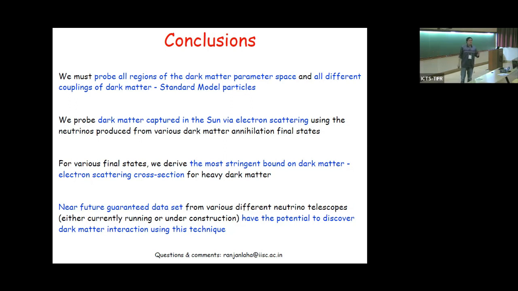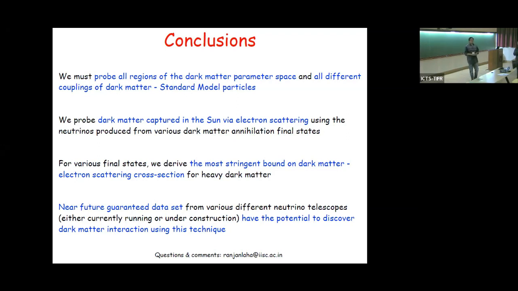And there is a near future guaranteed data set. IceCube Gen2 is funded. KM3NeT is funded. Baikal-GVD is funded. Hyper-K is funded. Right? They will be either currently running, that means IceCube, or under construction. They will be guaranteed to look at the sun. They cannot not look at the sun. They will by definition look at the sun. And there's a tremendous potential to discover dark matter interaction using this technique. Thank you.